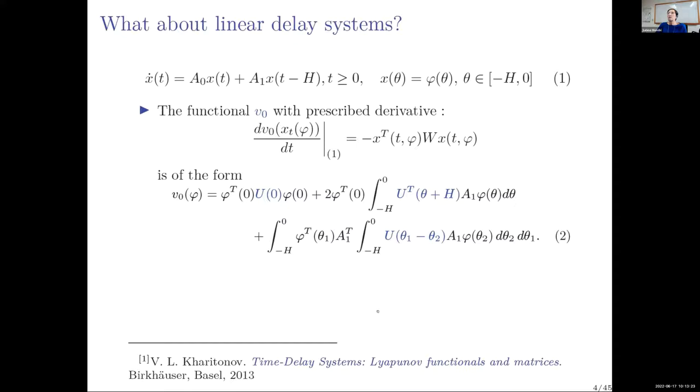In the general form, there is an additional term of the form minus integral from minus h to zero of phi transpose of theta, some kernel, phi of theta d theta, okay? There were different works by Datko, Repin, Wang, Infante and Castellan that showed the presence of the so-called Lyapunov matrix. Each of them made some progress, but finally, I think that now the theory has been well rounded up and everything is clear and very reader friendly in the monography by Vladimir Kharitonov.